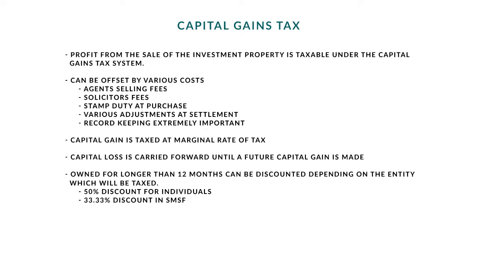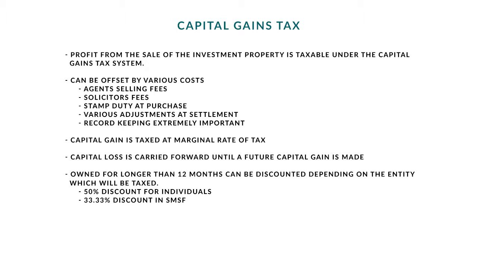Capital gains tax in Australia is separate to your income tax, although it must go in the same tax return. Profit from the sale of an investment property is taxable under the capital gains tax system. This profit can be offset by various costs, such as agent selling fees, solicitors' fees, stamp duty at purchase, and various adjustments at settlement. Because of this, record keeping is extremely important.